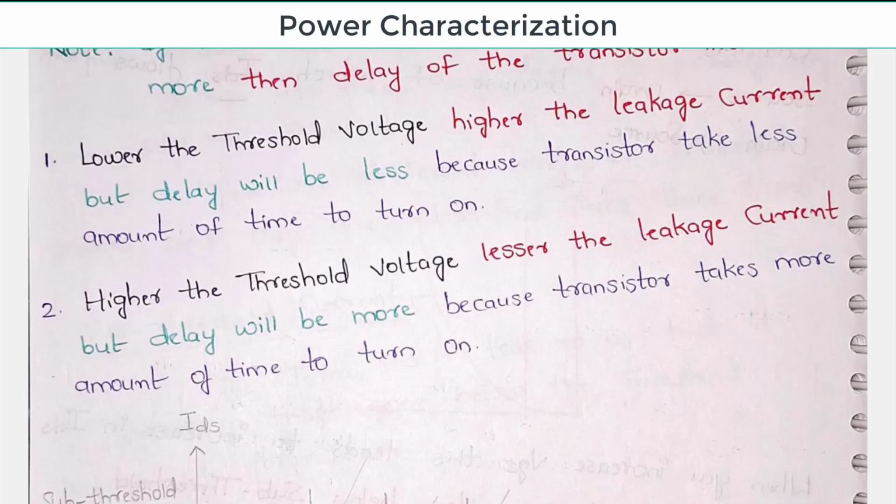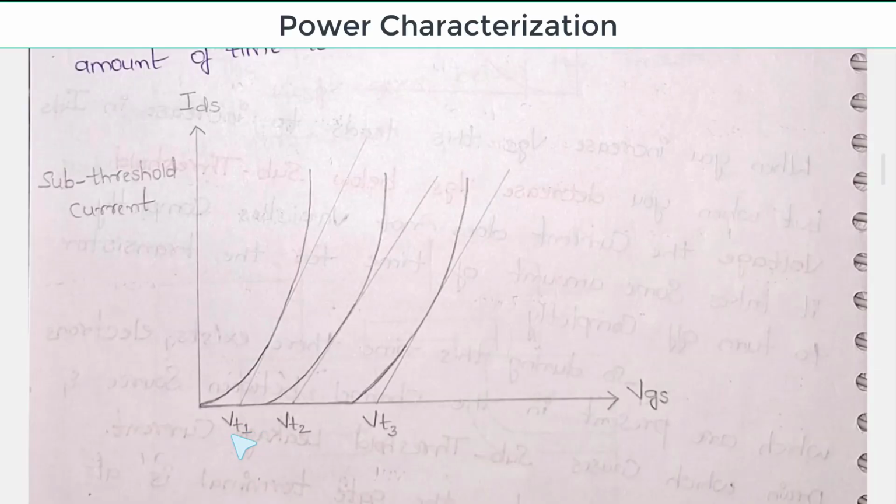Simply, if threshold voltage is less, the transistor will be switching very fast, but the problem here is we'll have higher leakage current. Whereas if you go for higher threshold voltage, the transistor will take more time to switch, therefore obviously delay will be more, but there is no problem of leakage current. So check this example here. I am taking some random VT1, this is the lower threshold voltage, some intermediate threshold voltage and higher threshold voltage.